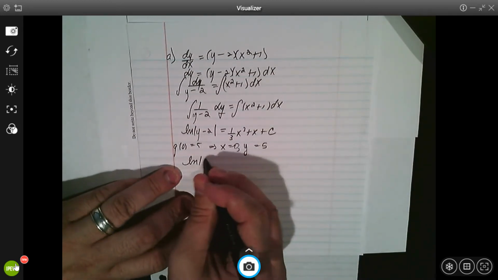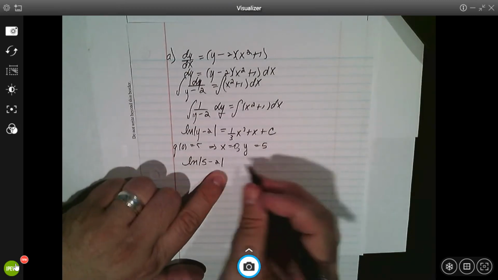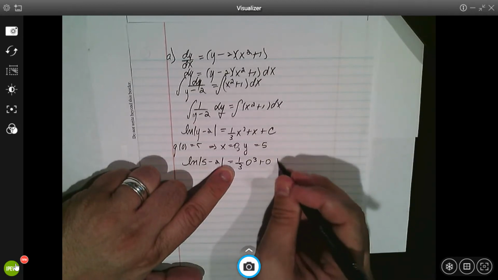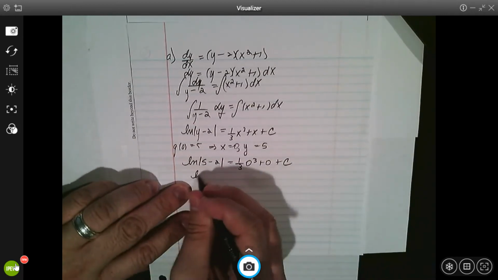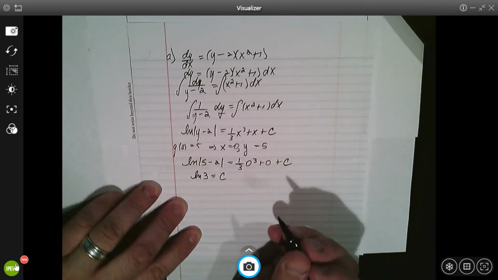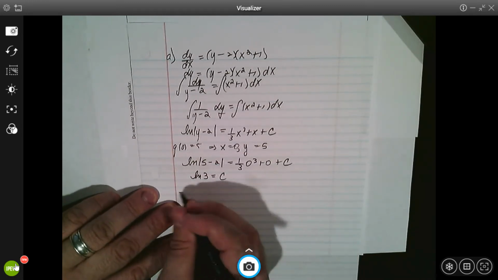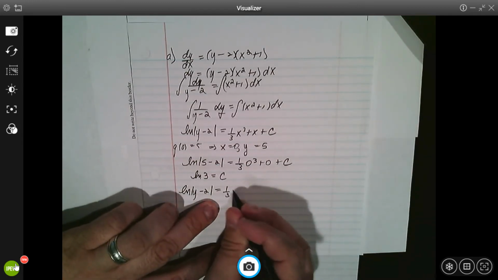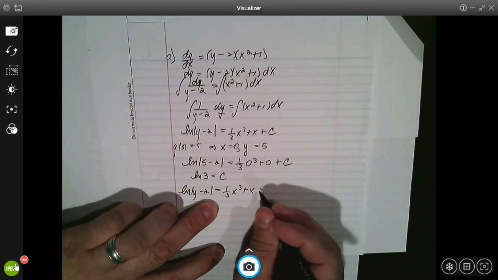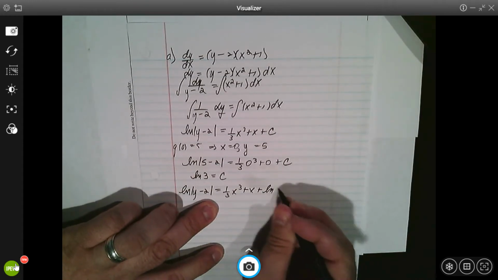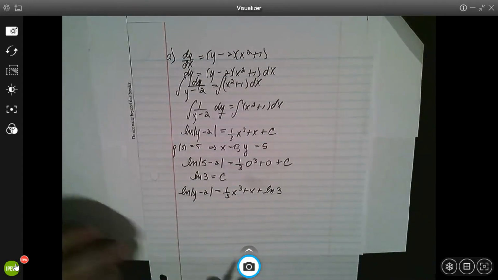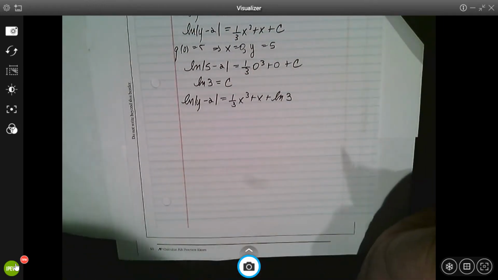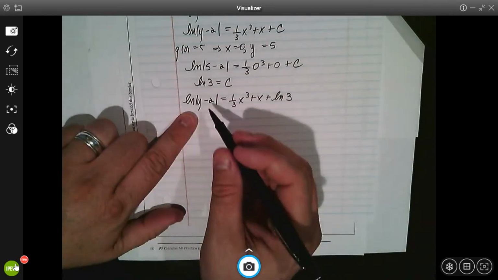So we have the natural log of the absolute value of 5 minus 2 equals 1/3 of 0 cubed plus 0 plus c. The natural log of 3 is equal to c. Okay, so now we have the natural log of the absolute value of y minus 2 is equal to 1/3 x cubed plus x plus the natural log of 3. That's great. Remember, what we're trying to do is we're trying to solve for y.